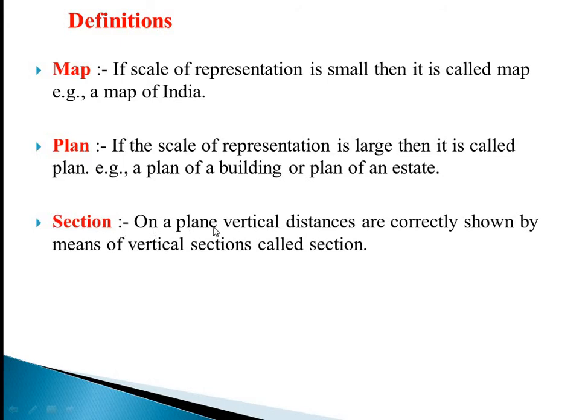Horizontal distances are shown on plan. Vertical distances are also shown on a plan, sometimes represented approximately by means of contour lines or other systems. Then section. On a plan, vertical distances are correctly shown by means of vertical sections called section.